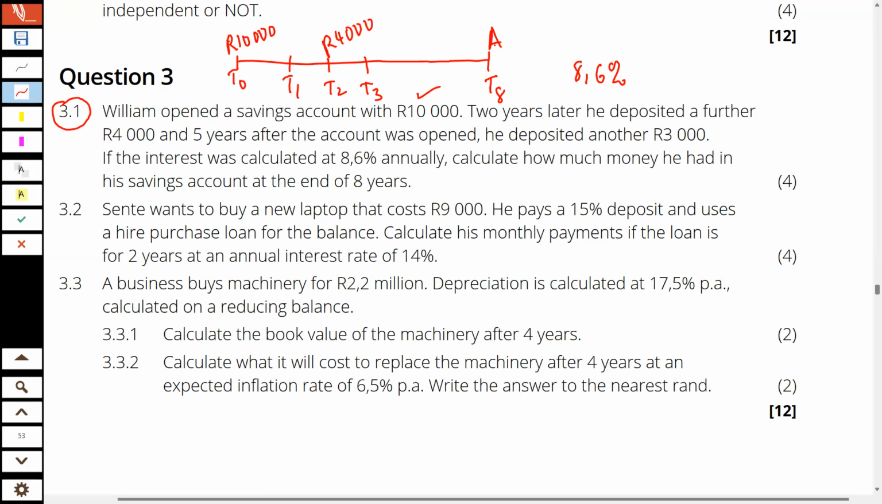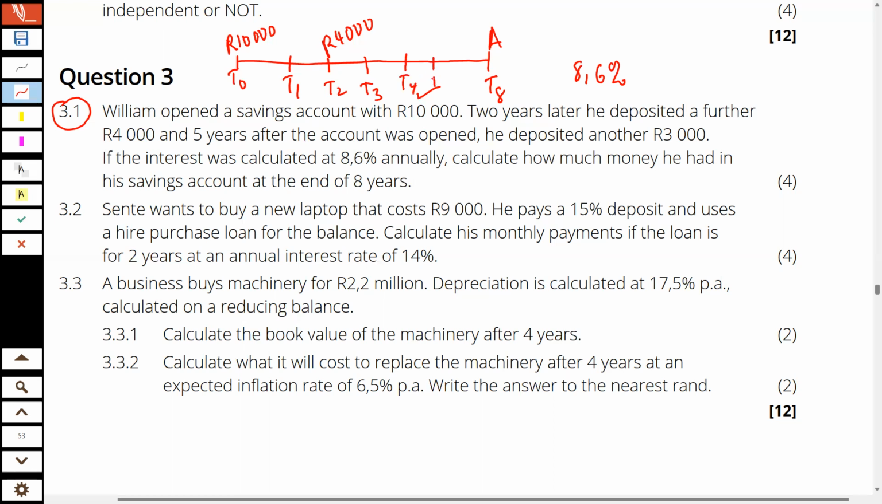So once again, I want us to read the statement a second time and make sure that we carefully understand what's happening. We're dealing with William, and he opened a savings account with 10,000 Rand. 2 years later, he deposited a further 4,000 Rand, and 5 years after the account was opened, he deposited another 3,000 Rand.